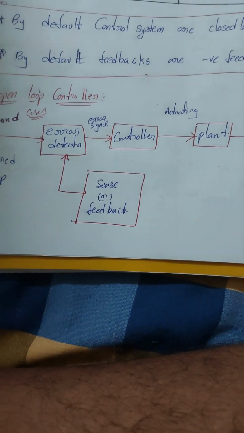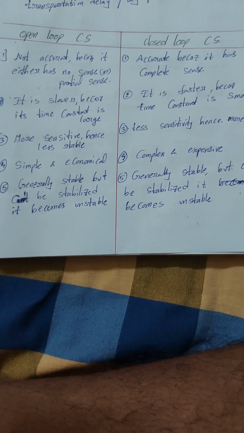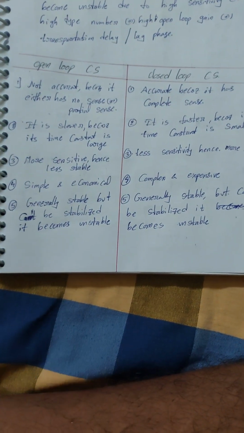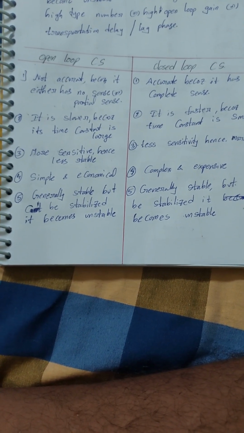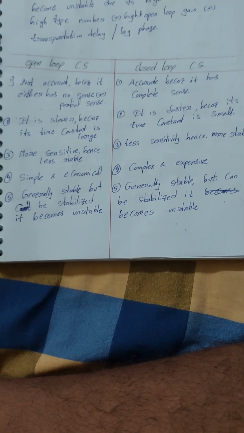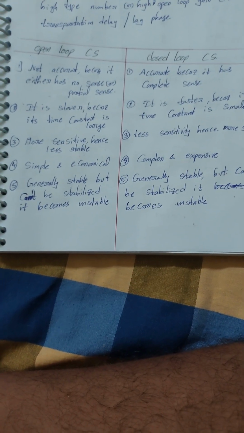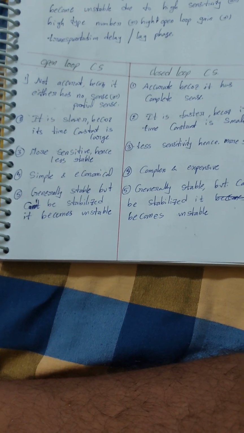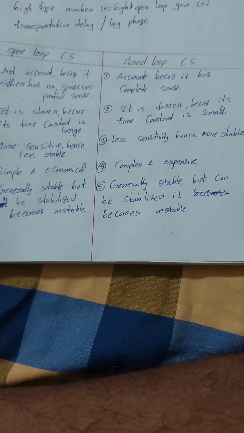Coming to the applications: traffic light controller, electric washing machines, automatic coffee servers, bread toasters. Coming to the difference between the open loop control system and the closed loop control system. First, open loop: not accurate because it has either no sense or partial sense. Closed loop: accurate because it has complete sense. Open loop is slower because its time constant is large. Closed loop is faster because its time constant is small.